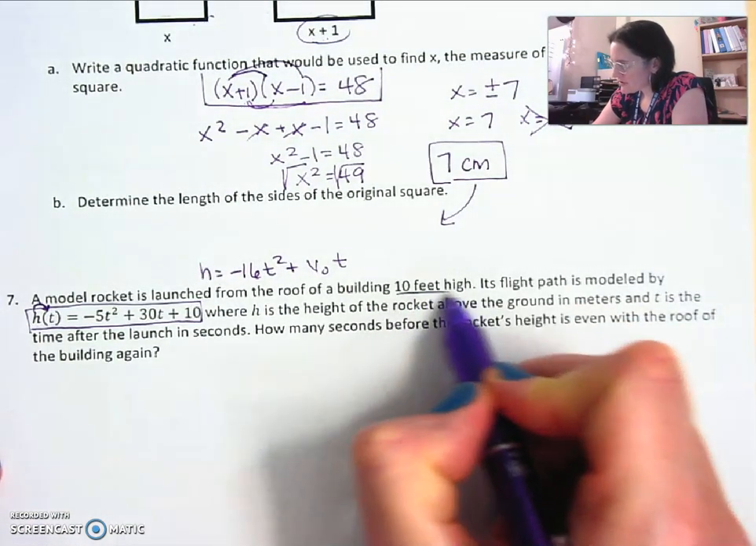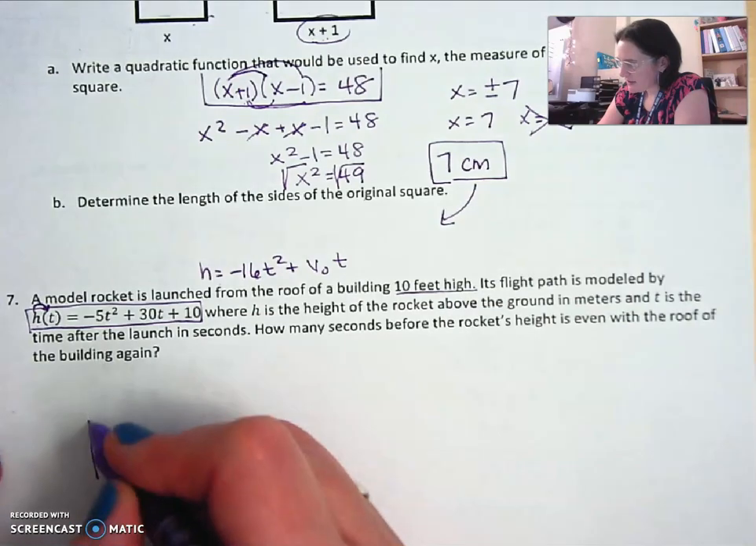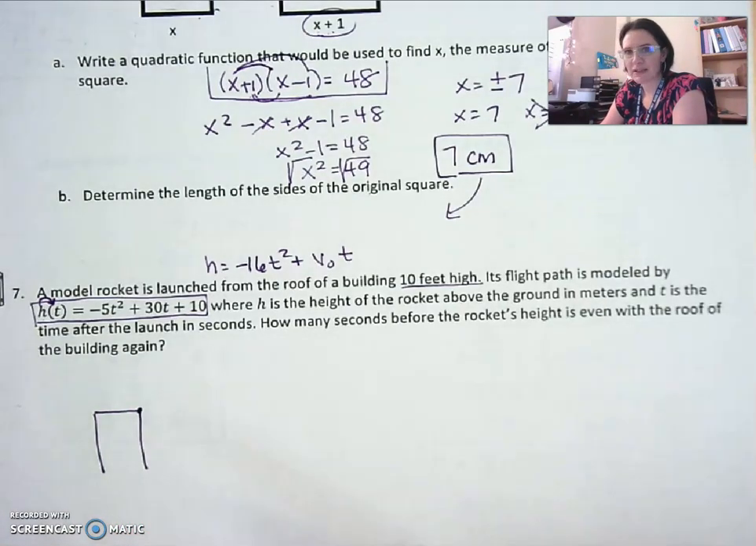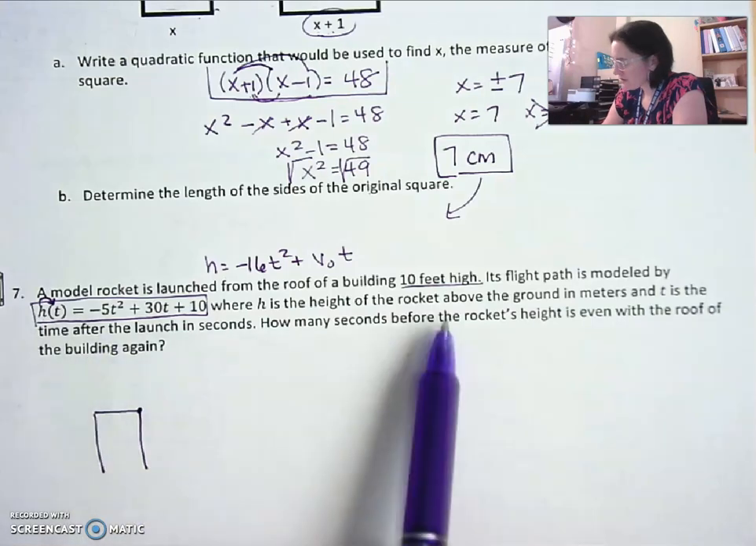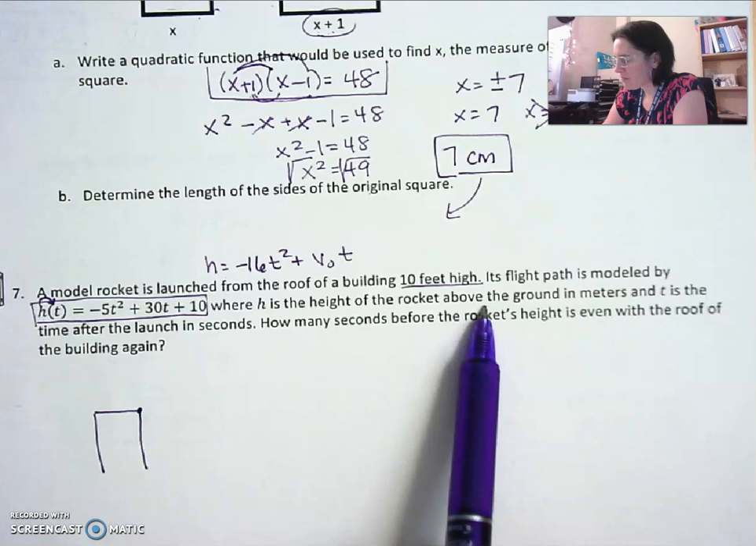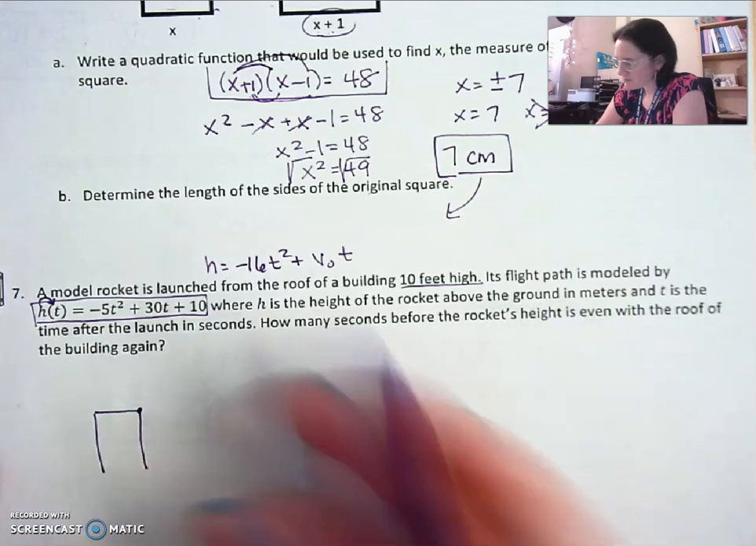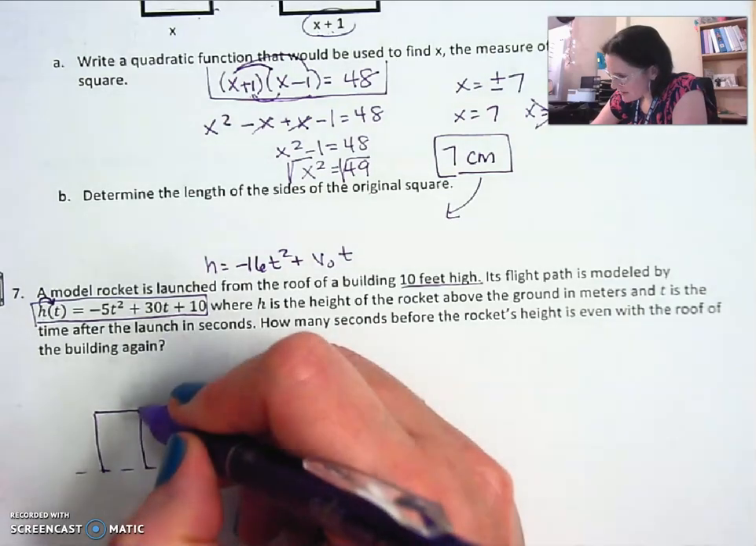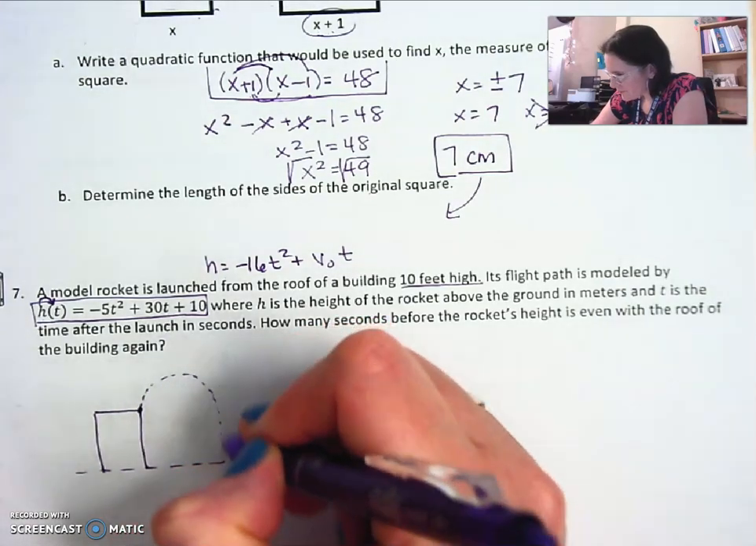The rocket is launched from a building that's 10 feet high. So before it's even launched, it is already 10 feet in the air. So you'll notice in the problem it says that h is the height of the rocket above the ground. Well, the ground is down here. So the rocket is going to be launched.